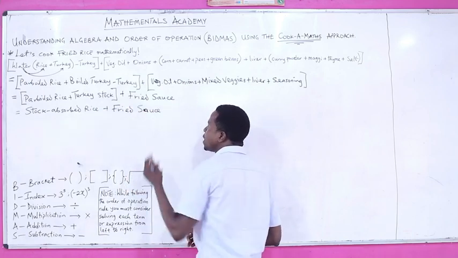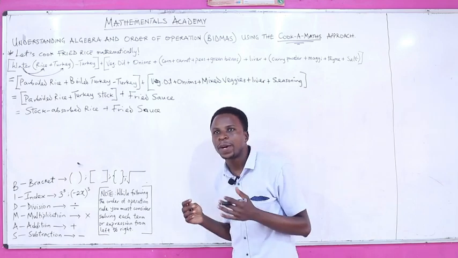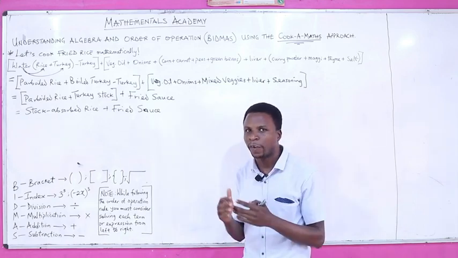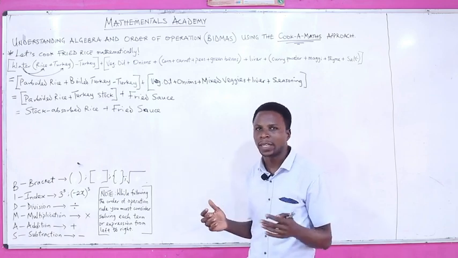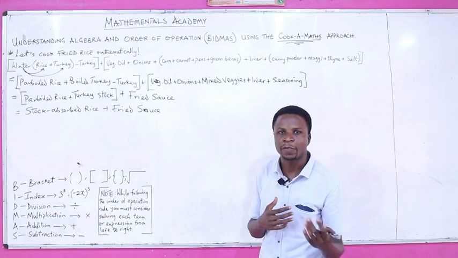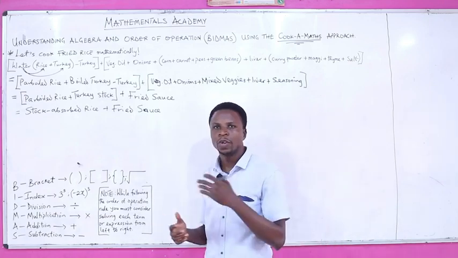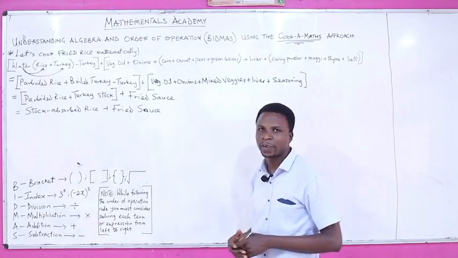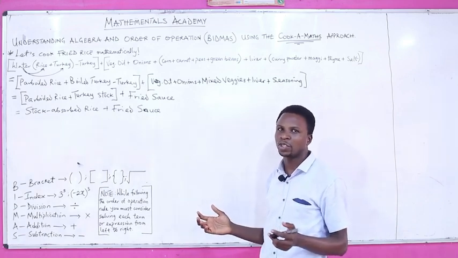Right? So you can see how solving algebra is like cooking. You have to be able to understand or decipher the steps you are meant to take. So you have to master what step am I supposed to take first and what am I supposed to do next. So we've done this. Now I have my stock absorbed rice and I have my fried sauce.